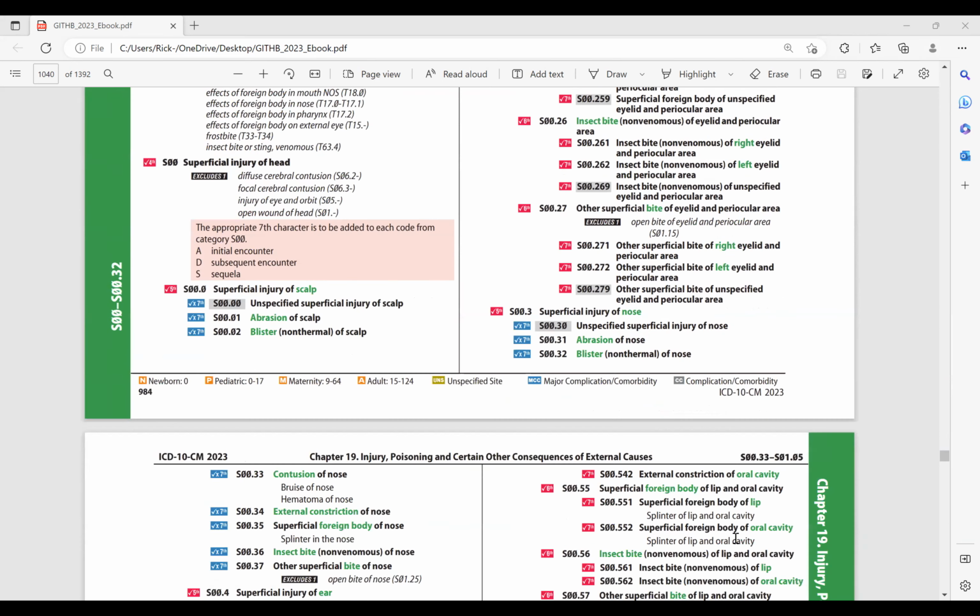Looking at chapter 19. So let's take a look at some of these and the guidelines in the front of the chapter. Little breakdown of the different muscles, what have you. And then you will note what we just referred to, superficial injuries. This applies to this entire category. As it says here, A, D, or S. A is initial, D is subsequent, S is sequela.